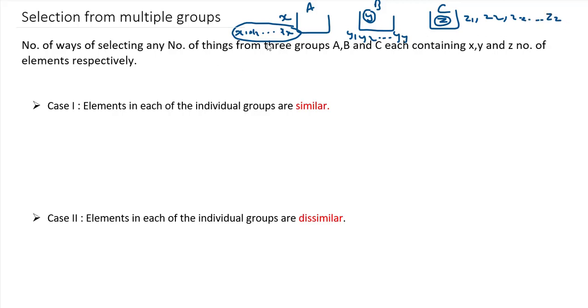Now from these three groups you need to make a selection of any number of things. So let's see how it is to be done. There will be two cases. In the first case, the elements in each of the individual groups are similar.